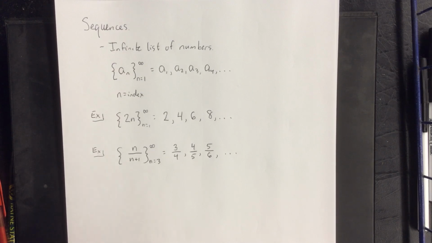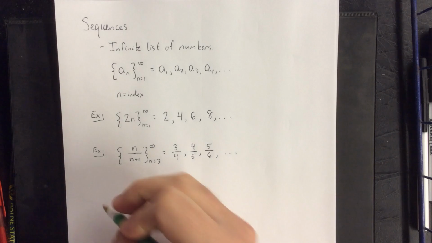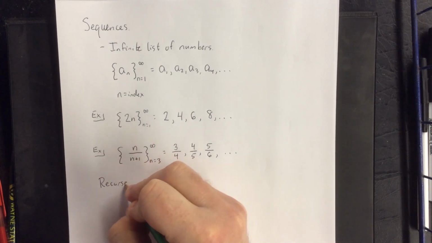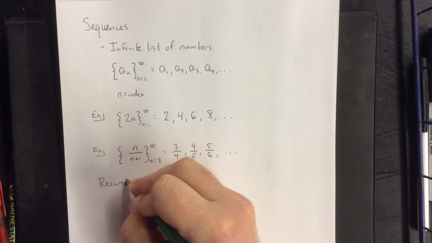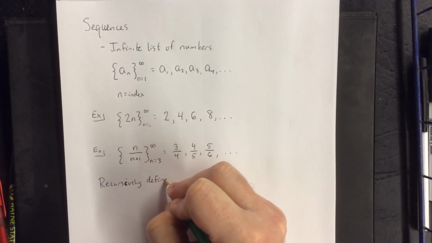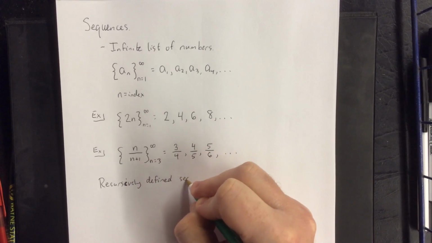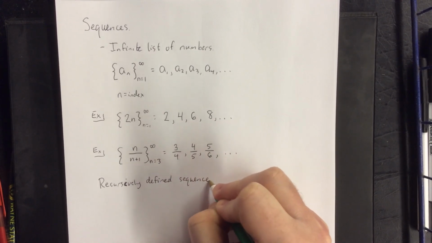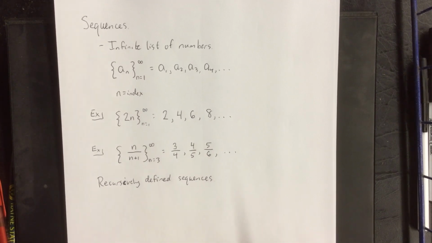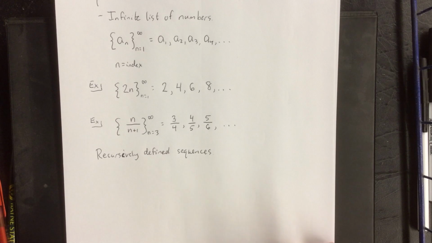There are also other ways that you can define sequences. Recursively defined sequences. For recursively defined sequences, this is where new terms of the sequence are going to be put in terms of the previous terms of the sequence.